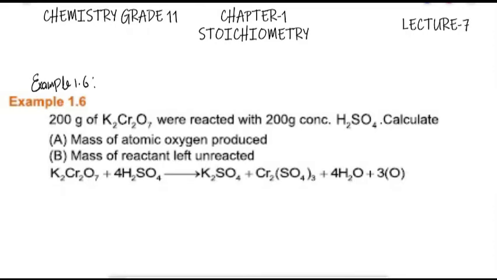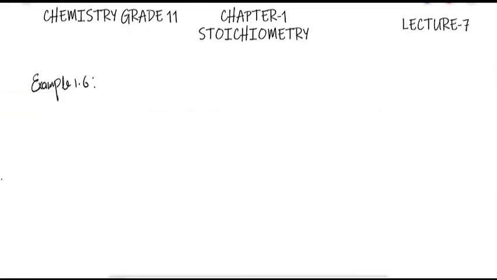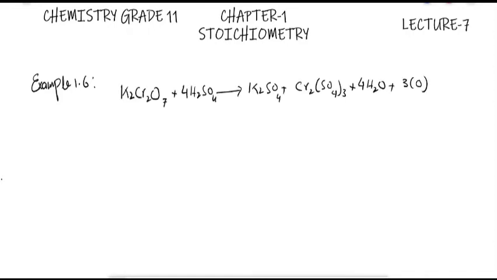The balanced chemical equation is given here. So let me write it for you. Right, so this is the balanced chemical equation, and you can see that 1 mole of potassium dichromate reacts with 4 moles of sulfuric acid to produce 1 mole of potassium sulfate, 1 mole of chromium sulfate, 4 moles of water, and 3 moles of atomic oxygen.